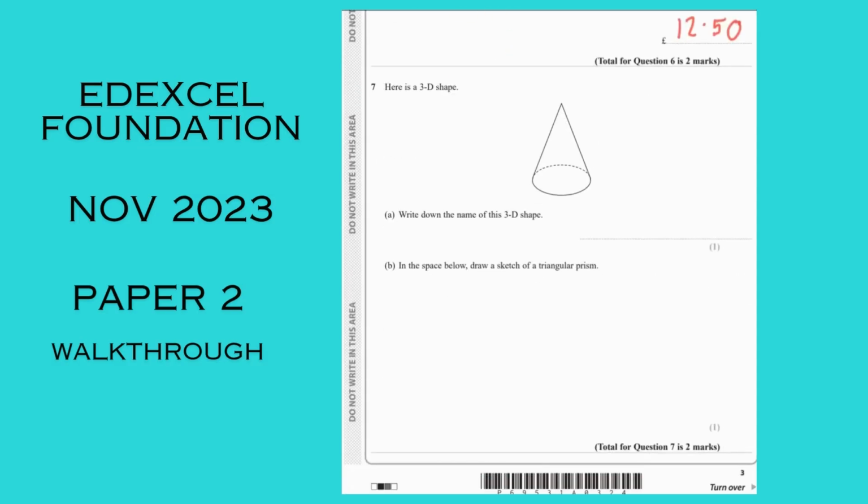Question 7. That's called a cone. And there's plenty of ways to draw your triangle at the front. Doesn't matter what type of triangle you've drawn, as long as it goes off into the third dimension, like so.